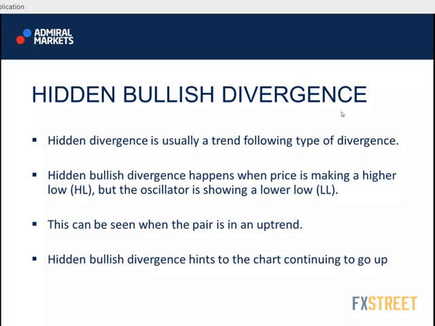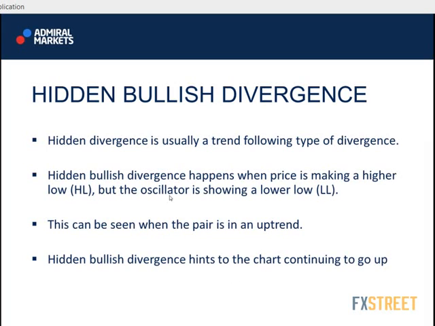Hidden bullish divergence is a trend following type of divergence. When price is making a higher low, but the oscillator is showing a lower low, we have hidden bullish divergence. And usually we see this hidden bullish divergence when the pair is in an uptrend.